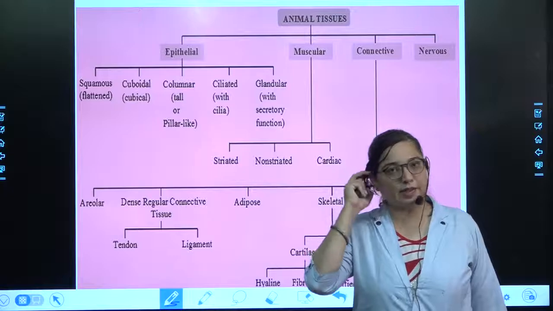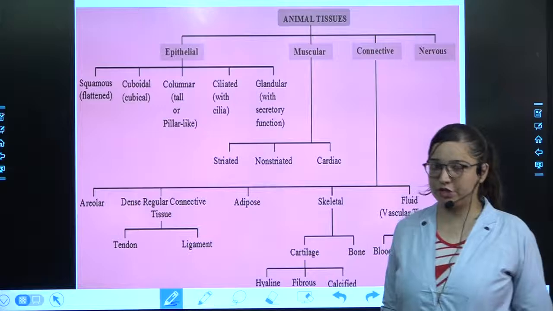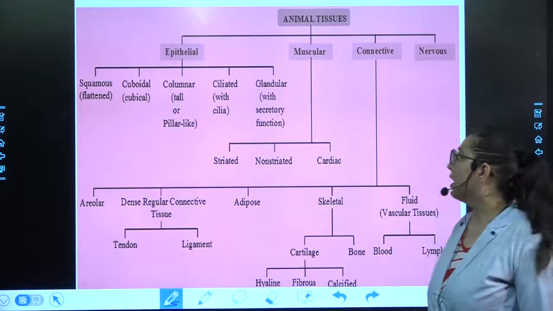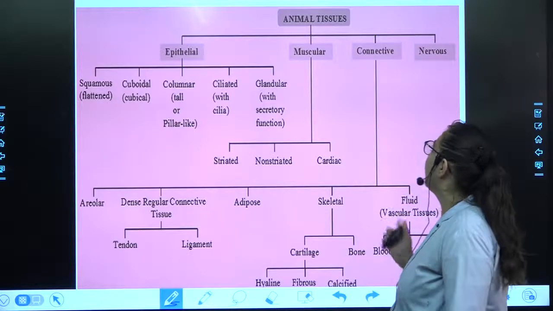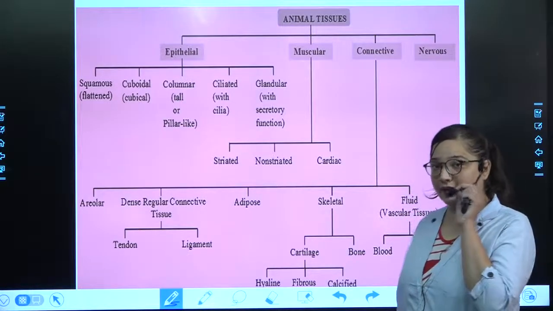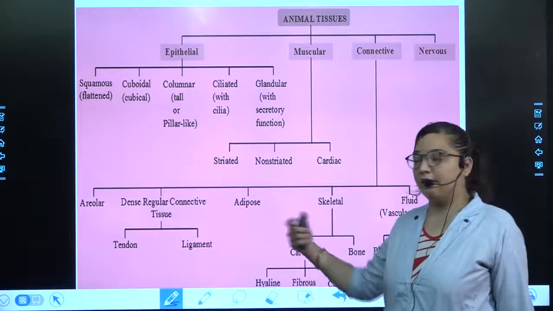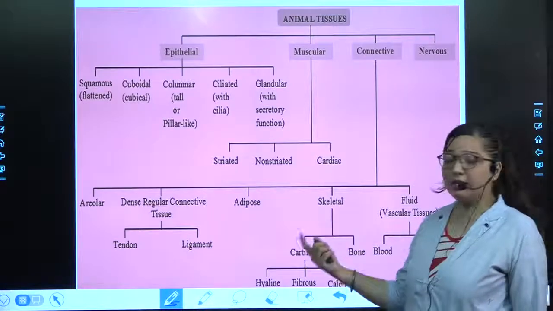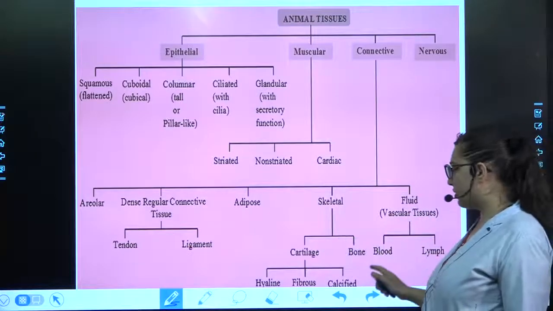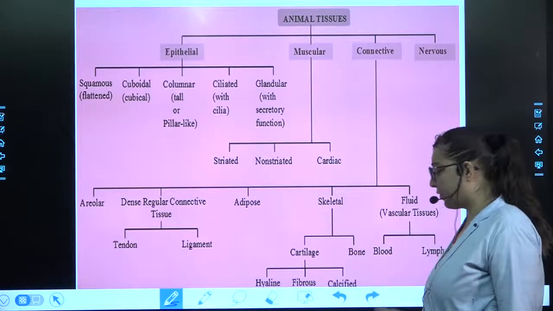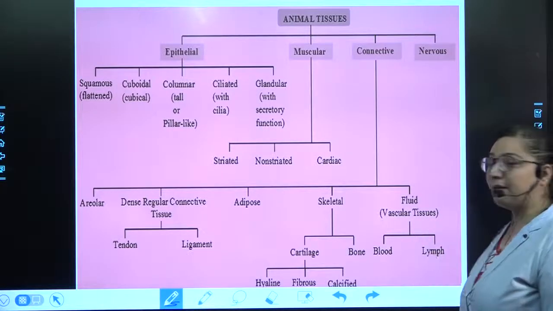We started with the basic classification, and in today's session we have done about the connective tissue. Animal tissue, 4 types: epithelial, muscular, connective, and the nervous. Connective tissue is of 5 types: areolar, dense regular, which is of 2 types, tendon and ligament; adipose, skeletal, which is cartilage and bone. Cartilage, the 3 are given over here also, but it is not there in our book. Then fluid, containing the blood and the lymph.